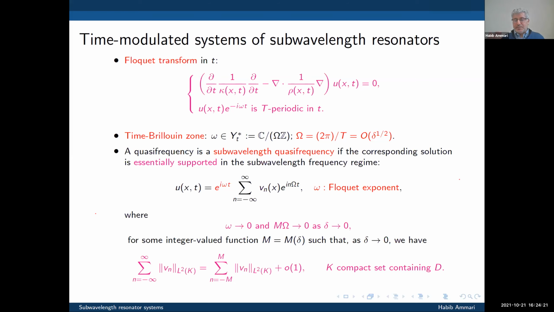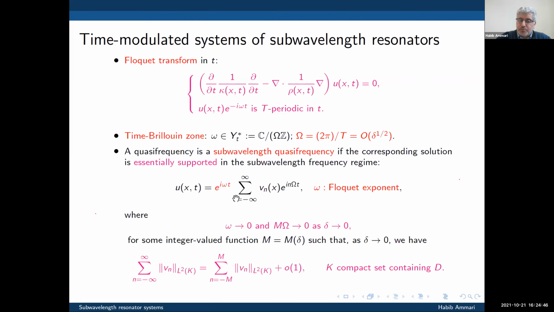Nevertheless, we need to add a new condition, and this is for the time-dependent case, which is the following. We call quasi-frequencies, so omega such that there exists a non-trivial solution to this equation, a subwavelength quasi-frequency if the corresponding solution, or the corresponding mode, if you like, is essentially supported in the subwavelength frequency regime.